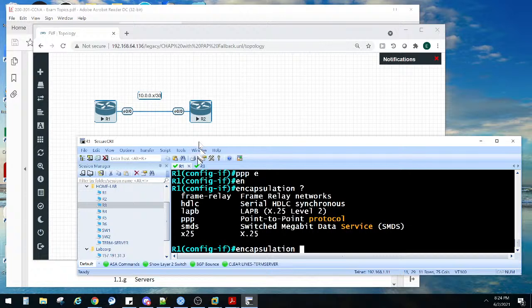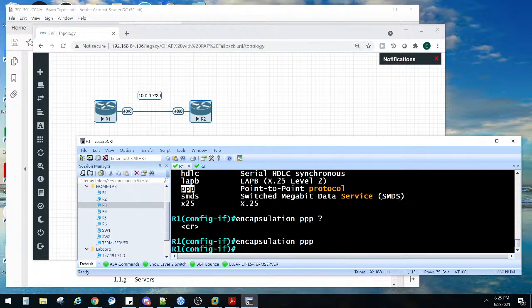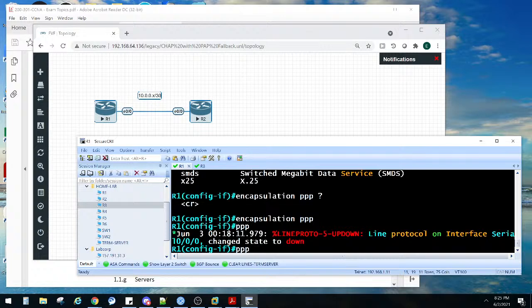And then this is the default encapsulation for Cisco devices, HDLC. We're going to change it to point-to-point protocol, PPP, right? So that's the encapsulation part right there. Now, we set the authentication type. We do that with PPP, right? Question mark, and I'll show you.